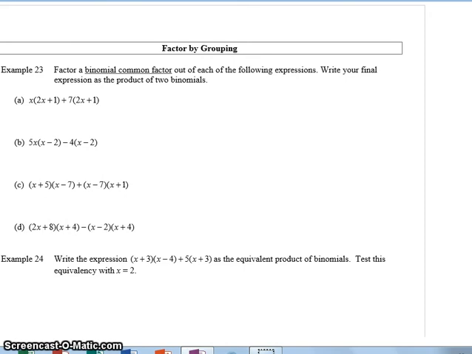This is Unit 3, Day 4. Okay, we're going to be talking about factor by grouping today. Example 23. Factor a binomial common factor out of each of the following expressions. Write your expression as the product of two binomials.